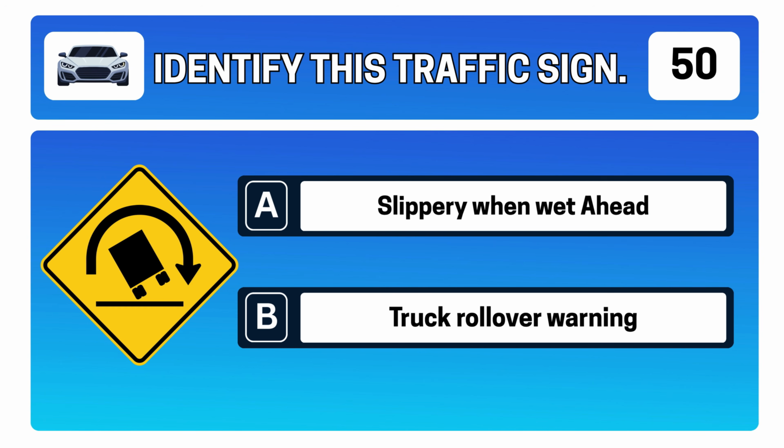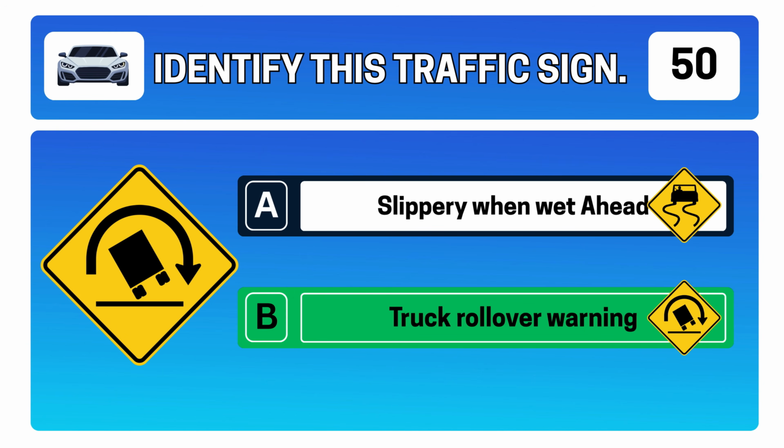Guess this road sign. A. Slippery when wet ahead. B. Truck rollover warning. Right. It is the truck rollover warning sign.